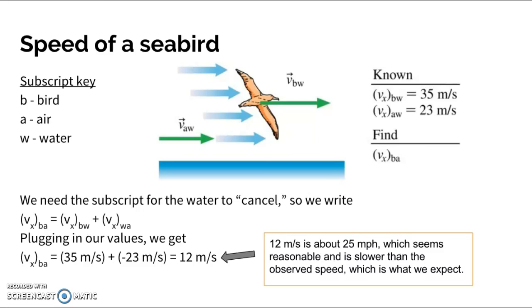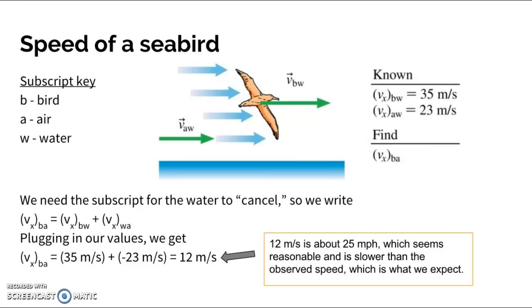Your diagram does not have to be this elaborate, but here we have a bird moving. We're going to call our rightward direction our positive direction, positive x specifically. So we can label the velocity of the bird with respect to the water. We were given that in the problem: it is 35 meters per second. We can also label the velocity of the air with respect to the water, and that's 23 meters per second. So those are both givens in the problem statement.